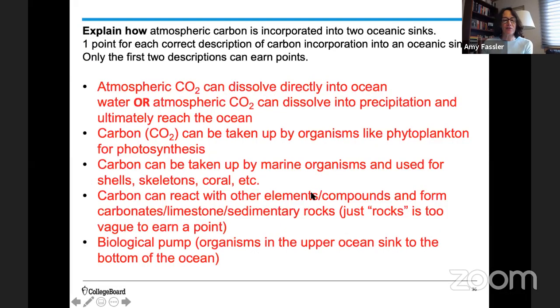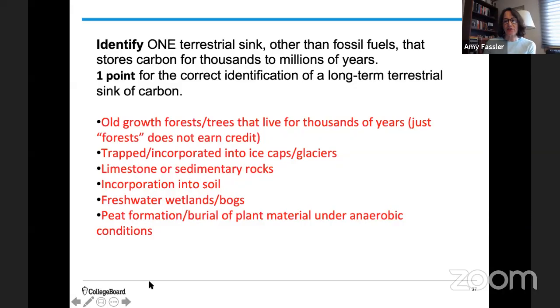Then we have a couple other possible answers that you may have looked at. And finally, one terrestrial sink other than fossil fuels that stores carbon for thousands to millions of years. And this is kind of a tricky one. If you simply said forests store carbon, it would not have earned you a point, because I got to tell you, we have a school of forest and we harvest trees about every 40 years. Obviously, while they're alive, they're storing carbon, but they're not considered a long-term carbon sink. So it would have to be an old growth forest. And many of those forests will store carbon for that long a period of time.